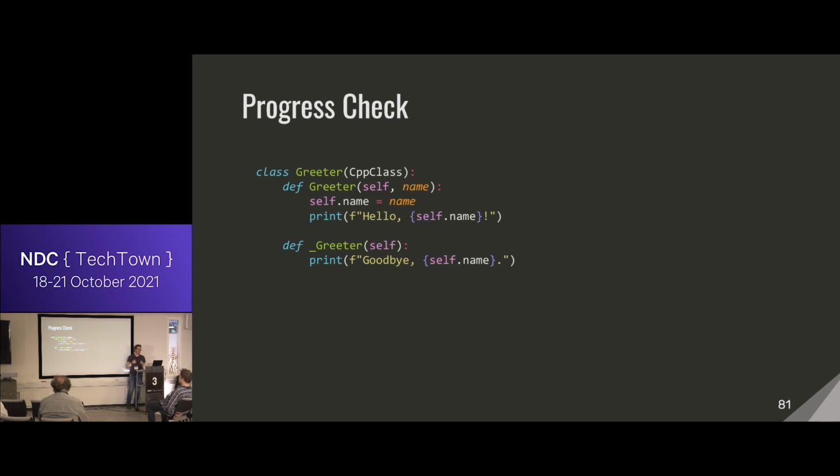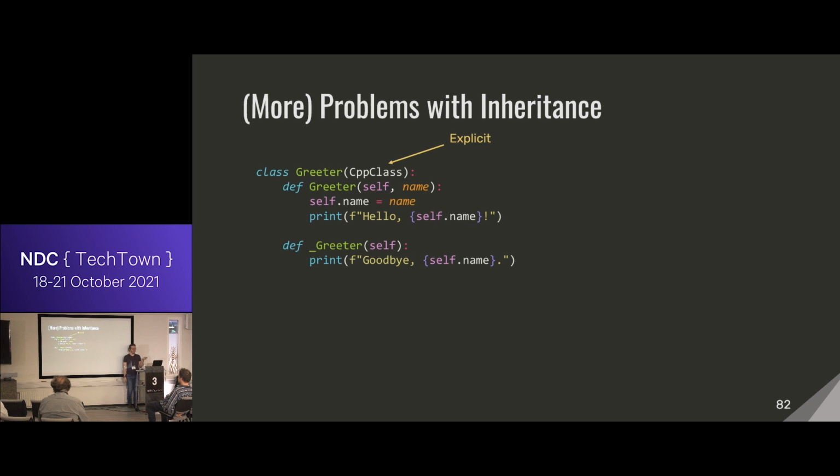Let's see where we're standing now. We have a greeter class. It inherits from CPP class, and basically works, but that CPP class is still a bit explicit. I mean, you have to write it all the time, and I want it to look just like Python code, to be completely implicit. I mean, in C++, when you have a class, we don't need to say, oh, and act like a regular class. We just write class, and it works.